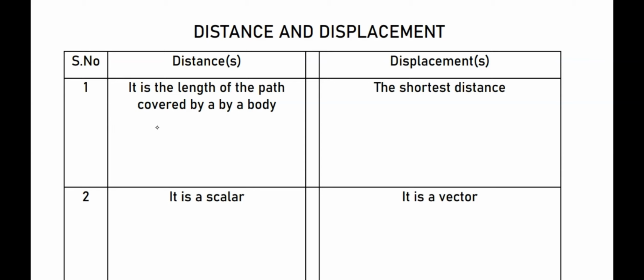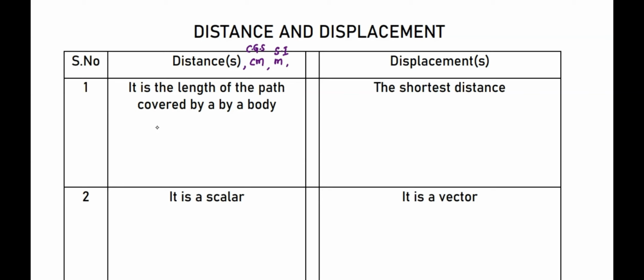Hello students, in this video I am going to discuss distance and displacement. Generally the distance will be denoted with S, and it is measured in terms of centimeter in CGS system, meter in SI system. And it can be measured in terms of kilometers, angstroms, nanometers based on the situation.